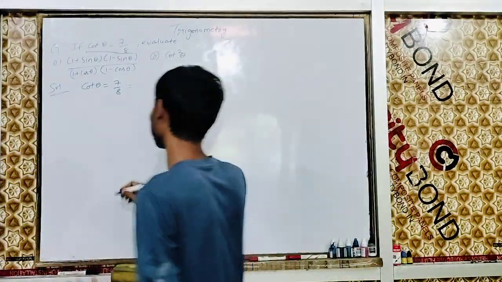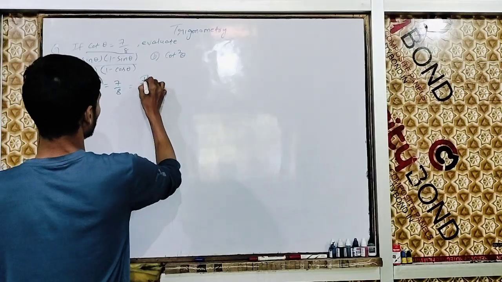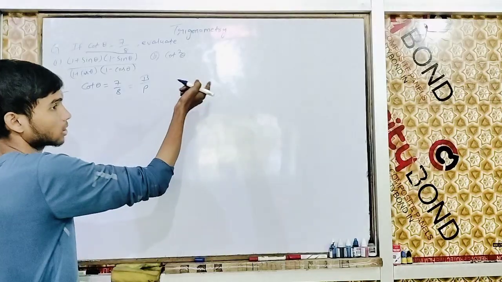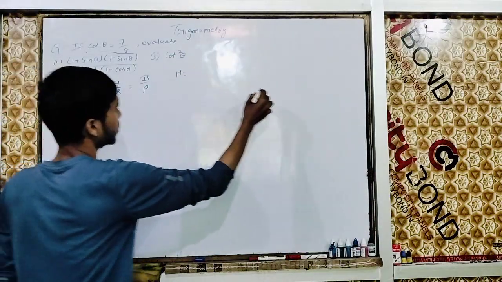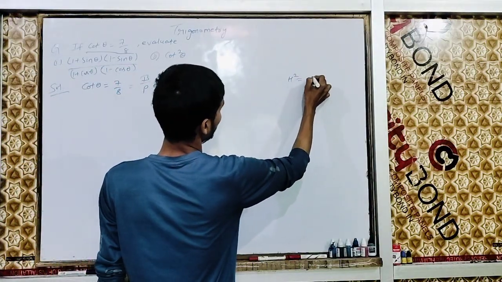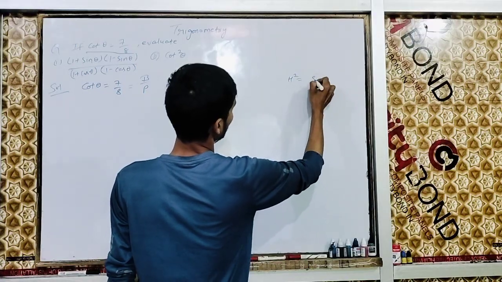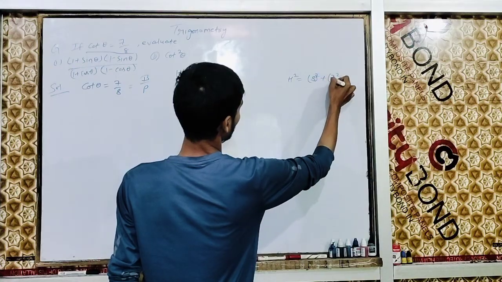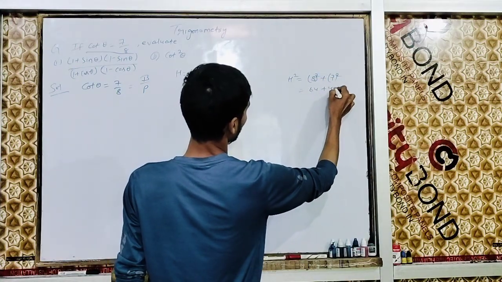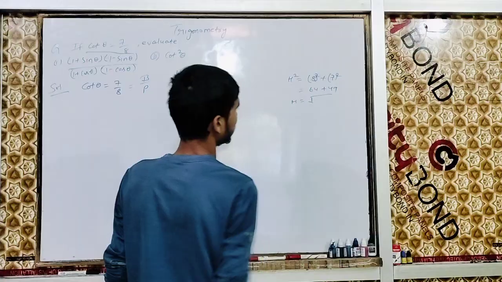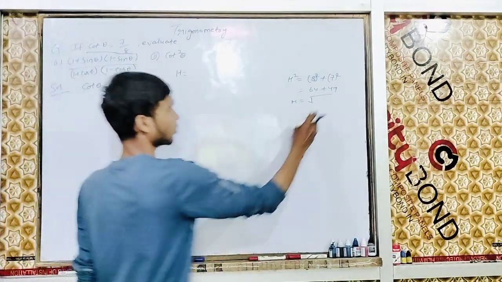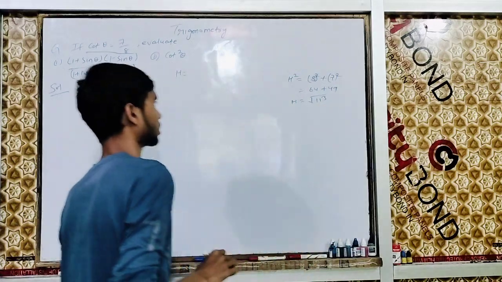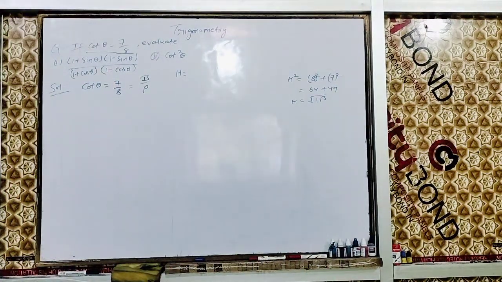Just B upon P, B upon P. So here B is 7, P is 8. H is not given. For H, we take 8 square plus 7 square, 64 plus 49, and here H is coming as root 113.